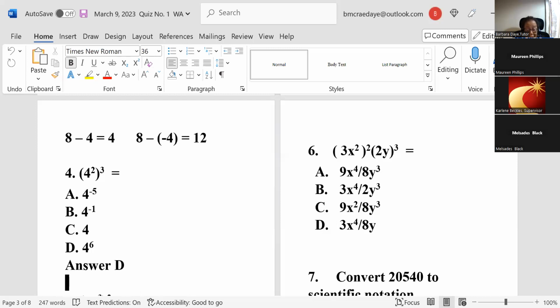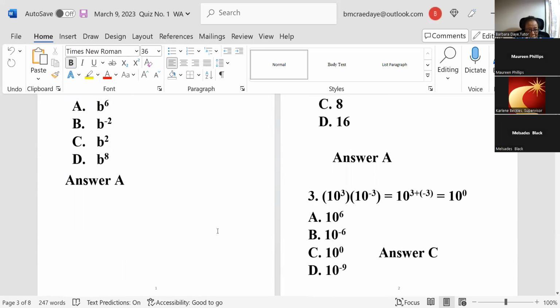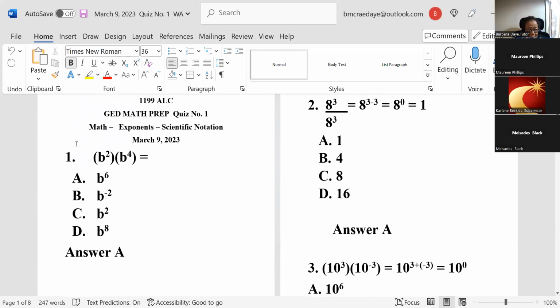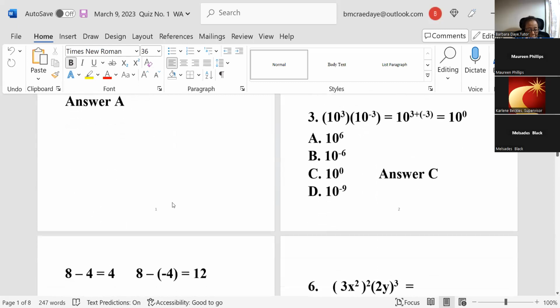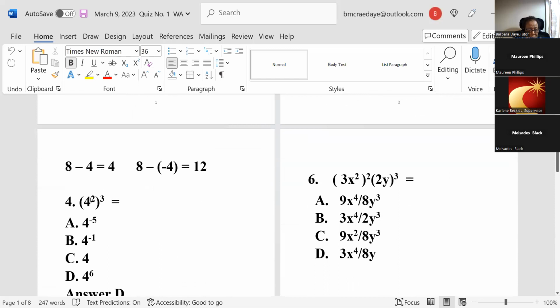You add only when you're multiplying exponents with the same base. That's different now. Oh, that's what I'm mixing up. You get them mixed up. Multiplying like we did in the first one? Yeah, this is a multiplication with the same base. Add the powers, right? Yes.